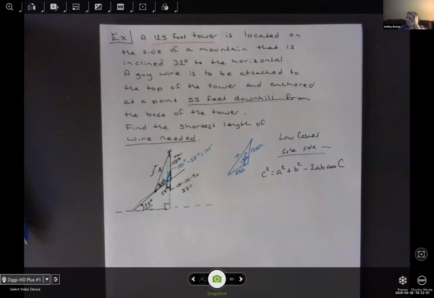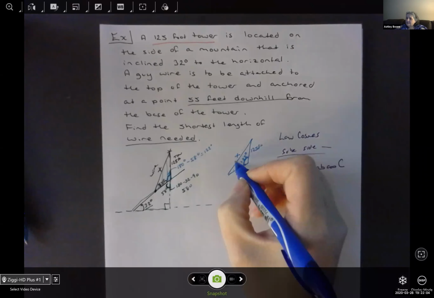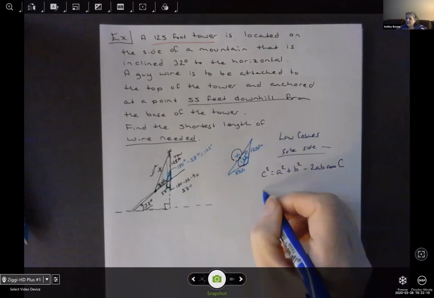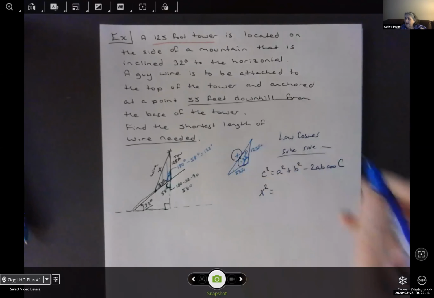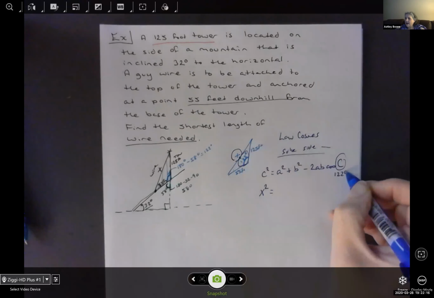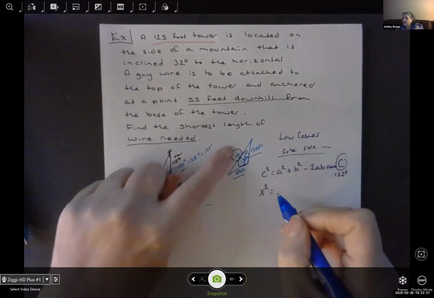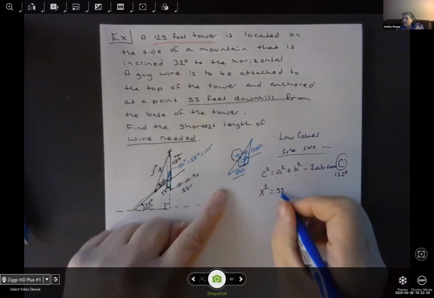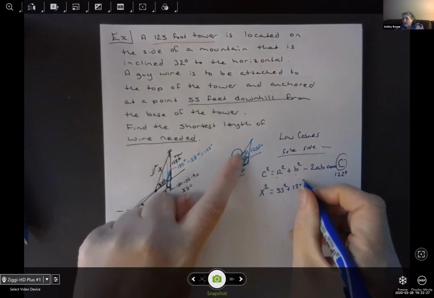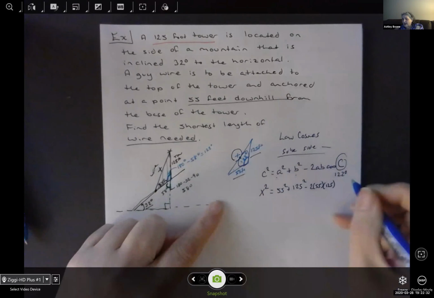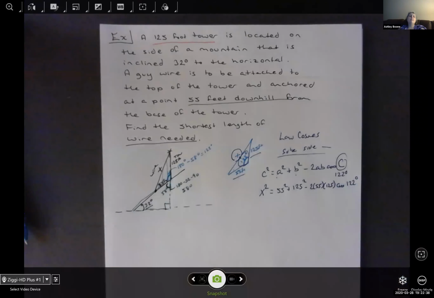Well, the side is x. It's opposite 122 degrees. So my x squared, my angle is 122 degrees. A and B represent my other two sides. So I would have x squared equals 55 squared plus 125 squared minus 2 times 55 times 125 times the cosine of the 122 degrees. There's my setup. I don't even have to label them A, B, and C. I could. I don't have to.